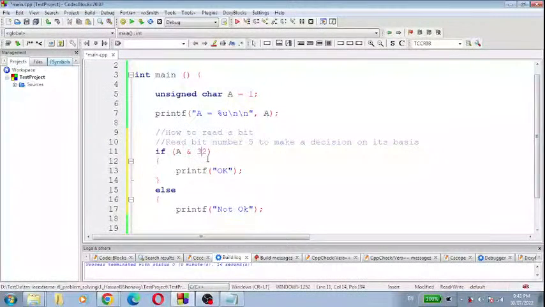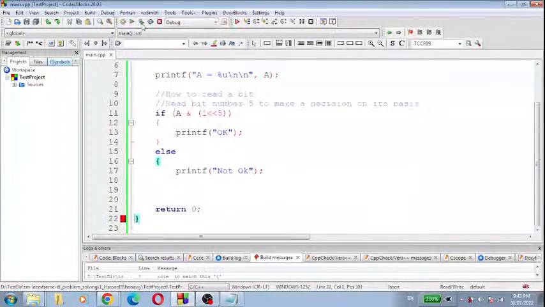I could use this mask as 1 shifted by 5 actually. So I'm going to read bit number 5 to make a decision on its basis. This is equivalent to the 32 I have written before, so this is right actually. So let's run this.